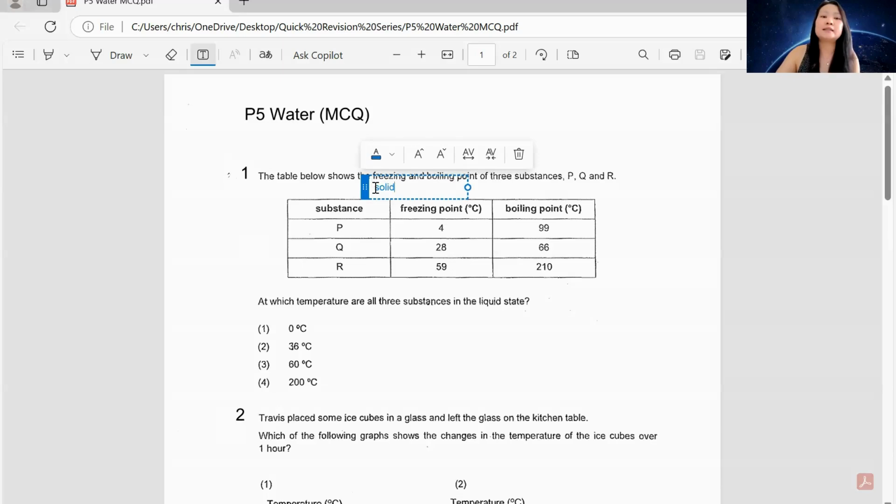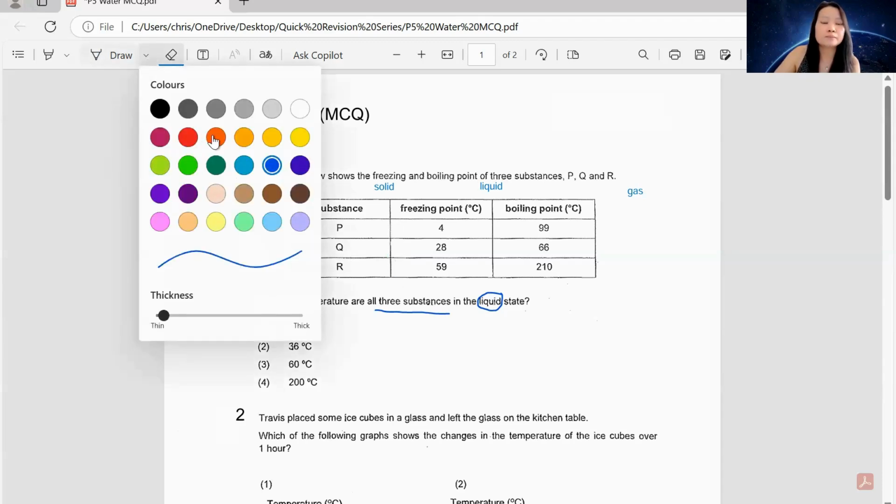So right here, solid state, okay? Anything between the freezing point and the boiling point is known as the liquid state. And anything above the boiling point is known as the gaseous state. Okay, so at which temperature are all 3 substances in the liquid state? Let's run through. For option number 1, 0 degrees Celsius, if I put 0 degrees Celsius here, all the substances will be in the solid state, but this is not what the question is asking. So option number 1 is out.